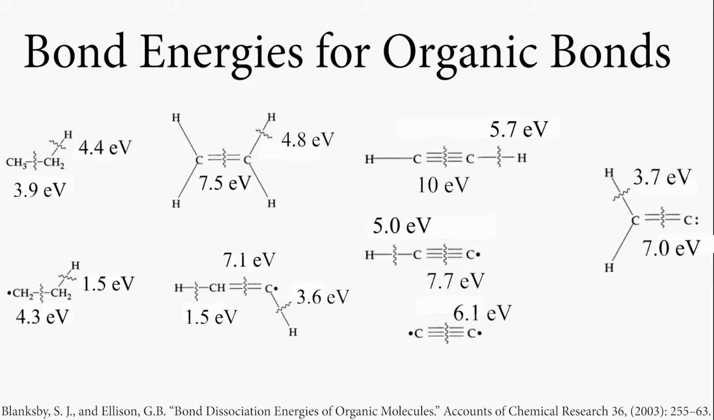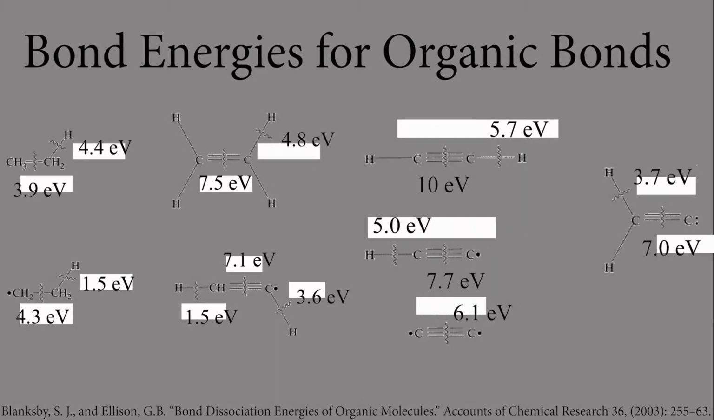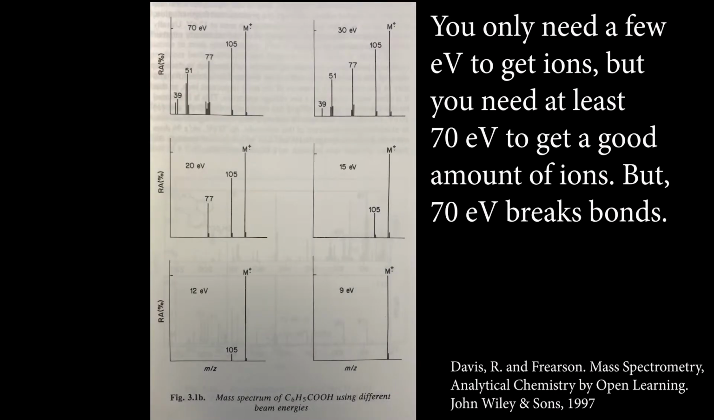So at 70 electron volts, we are putting way too much energy into these, and we're going to get a lot of fragments. If we look at this, this is benzoic acid ionized in an EI source at 9 electron volts, 12 electron volts, 15, 20, 30, and 70. And 9 looks great. Look at that. You just get the molecular ion. You don't get a bunch of fragments. But the truth is, for that signal, you have to put so much benzoic acid in there just to get a peak. The signal is terrible.